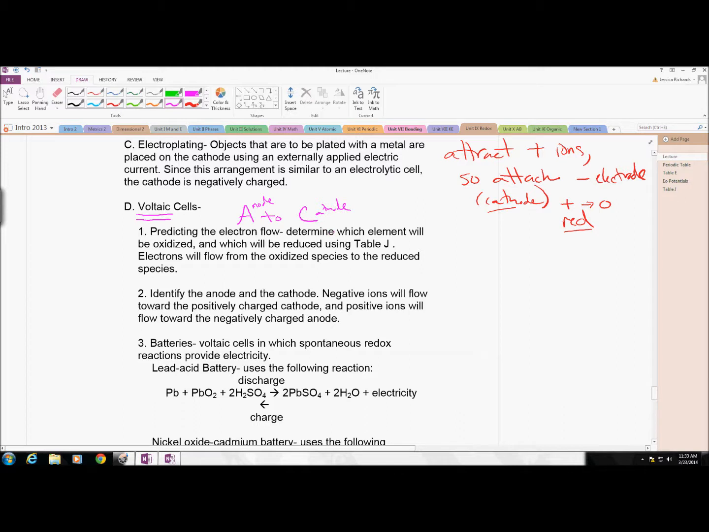How do you know which is which? Use table J. The highest of the two metals is the one that's oxidized. So ANOX says that my anode is the one that's oxidized. They're going to go from that species to the cathode, which is being reduced, red cat. Anodes and cathodes, again, use table J, figure out which one's being oxidized. ANOX, red cat, just memorize that and you're good to go.